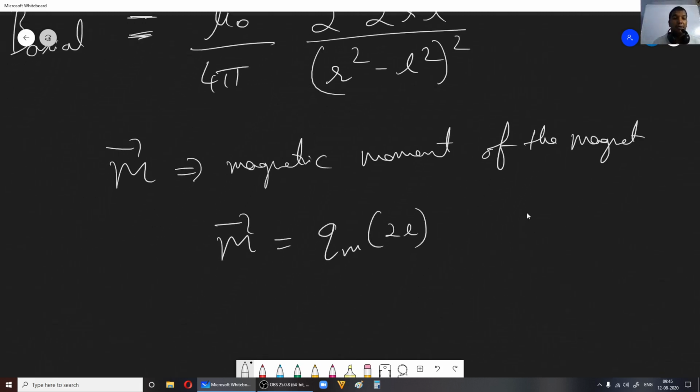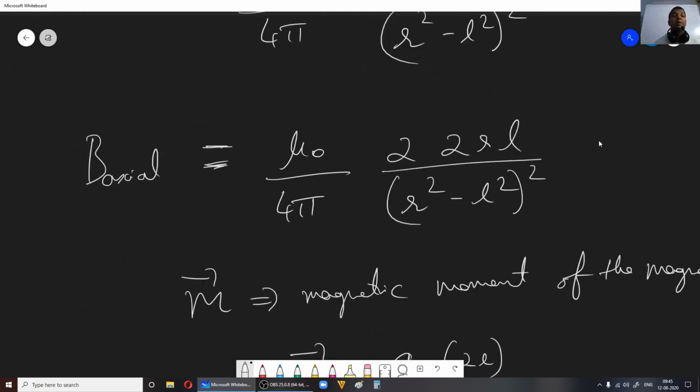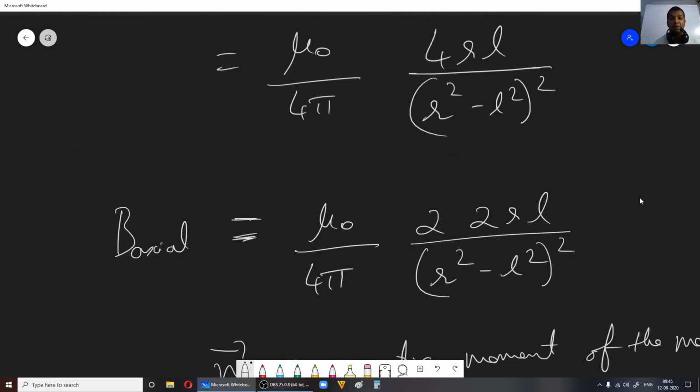Now keeping that in mind, we can write mu naught divided by 4 pi, now Qm into 2L. Yeah, I missed out Qm, I think here. Yeah, Qm is here.